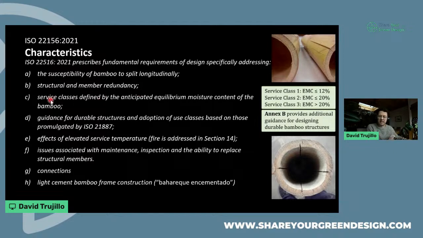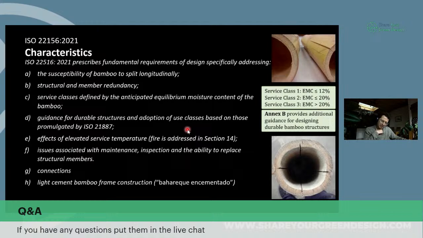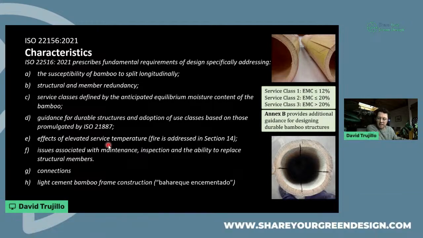We've introduced the concept of classes, which is similar to the one contained in Eurocode 5 for timber. We have outlined something called use classes, which I'm going to elaborate about. We have incorporated pretty recent research around the behavior at high temperatures. We also outlined some things to think about fire. We've mentioned issues around maintenance and inspection and made it possible to do that easily. We've outlined how you could go about designing for connections, and we've included the light cement bamboo frame or the composite bamboo shear wall or the bareke technique.